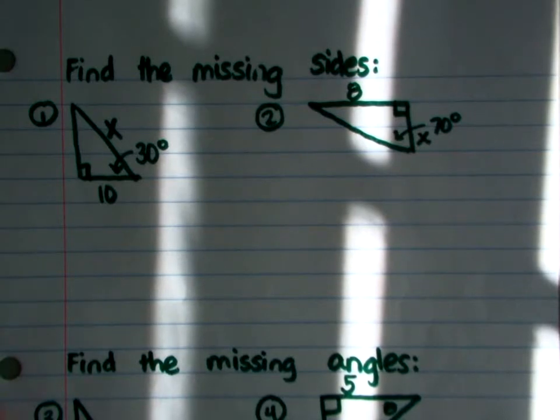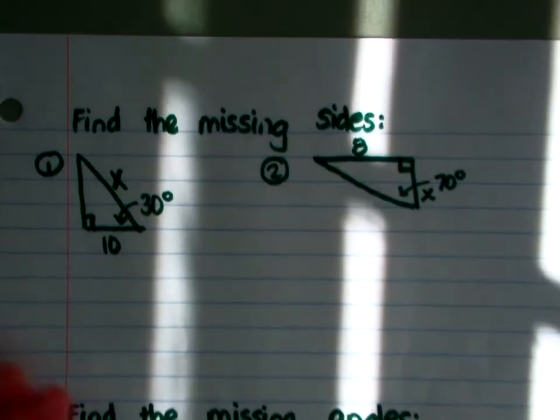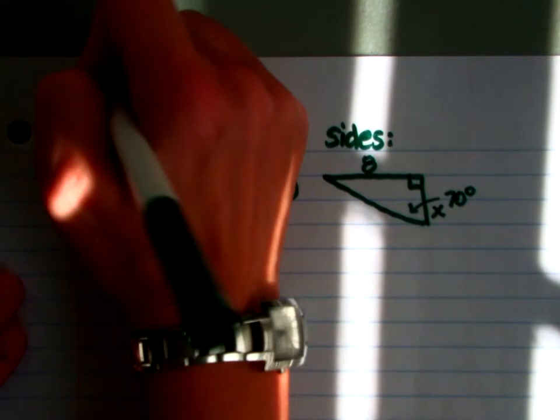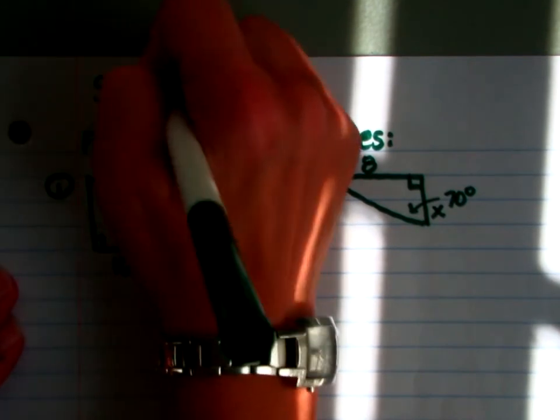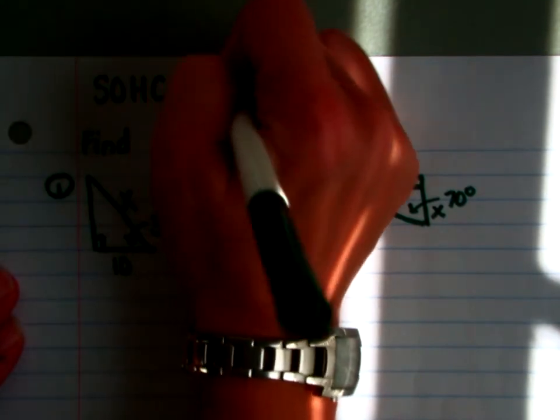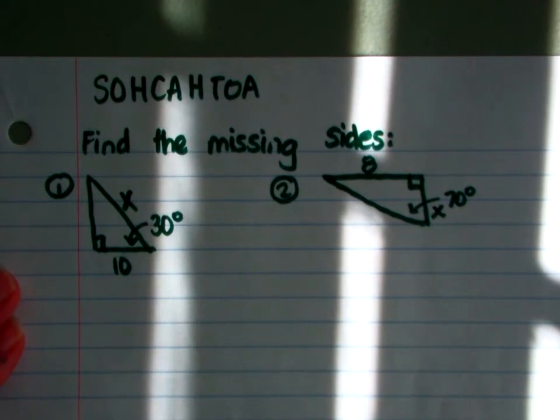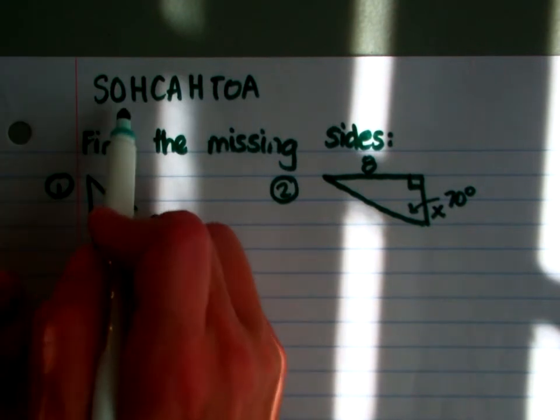Today we'll be looking at using our trigonometric ratios to find missing sides and missing angles. When we do our trigonometric ratios, you can refer back to SOHCAHTOA, which we already learned about, to give us the information about how we can set up our ratios.